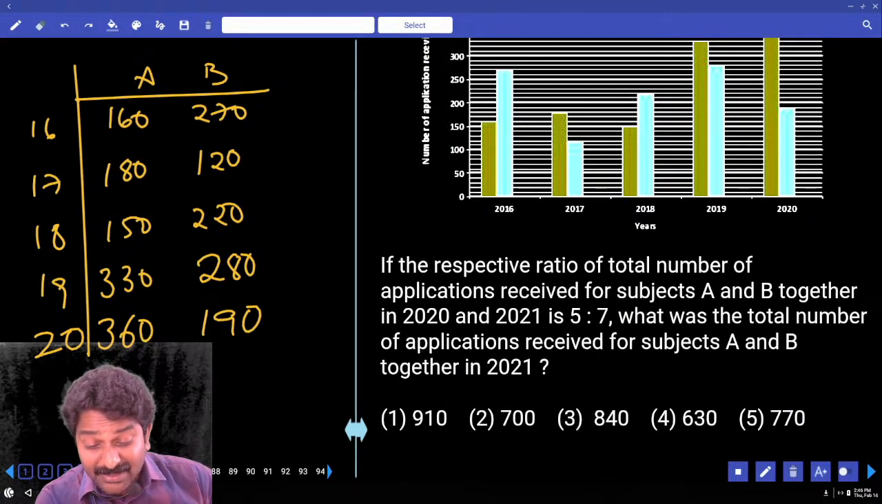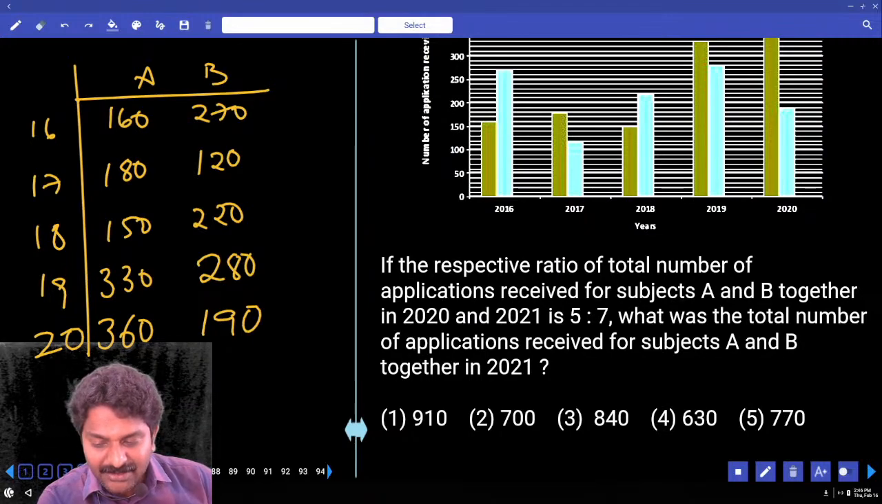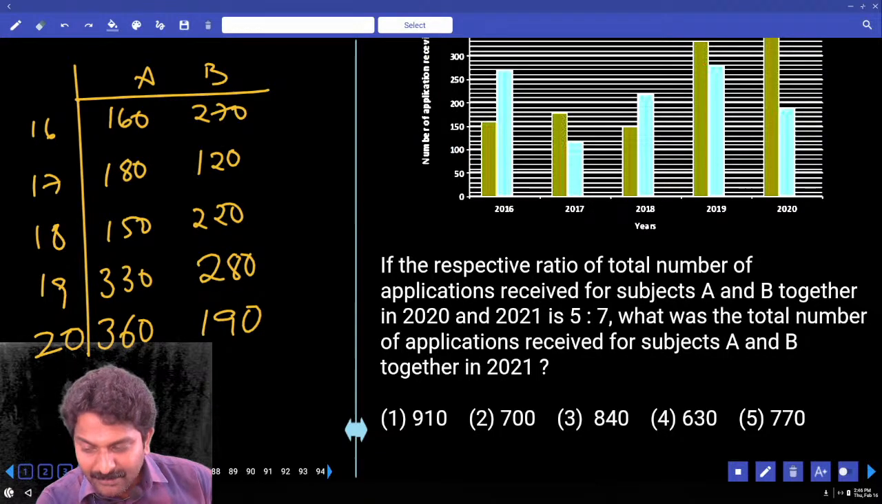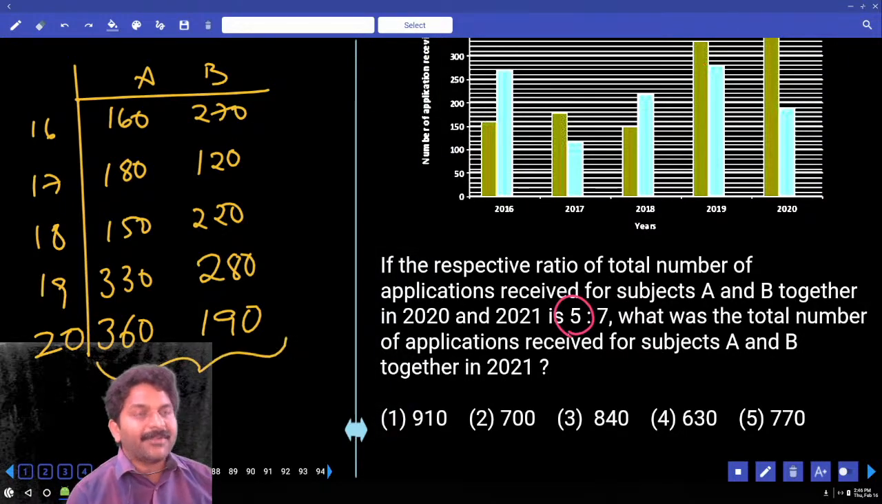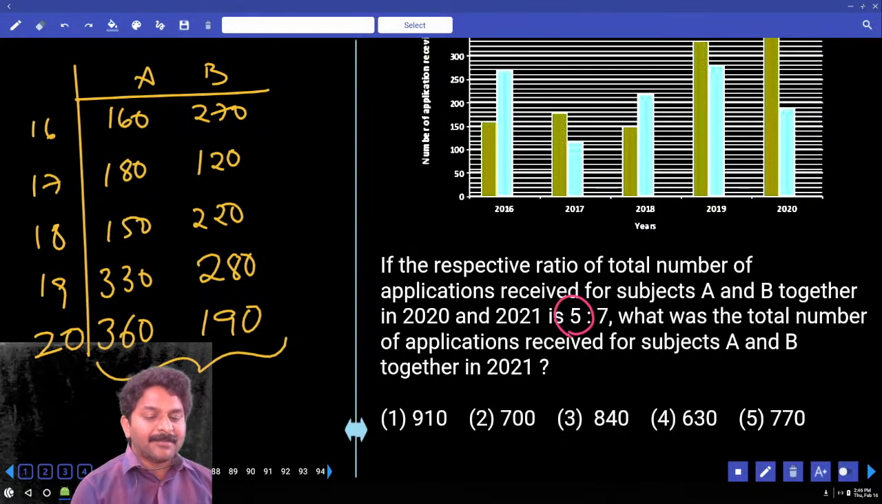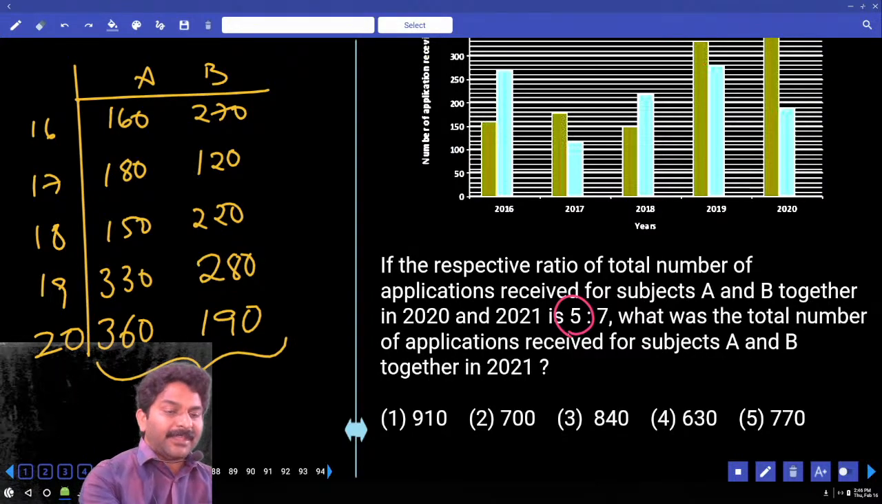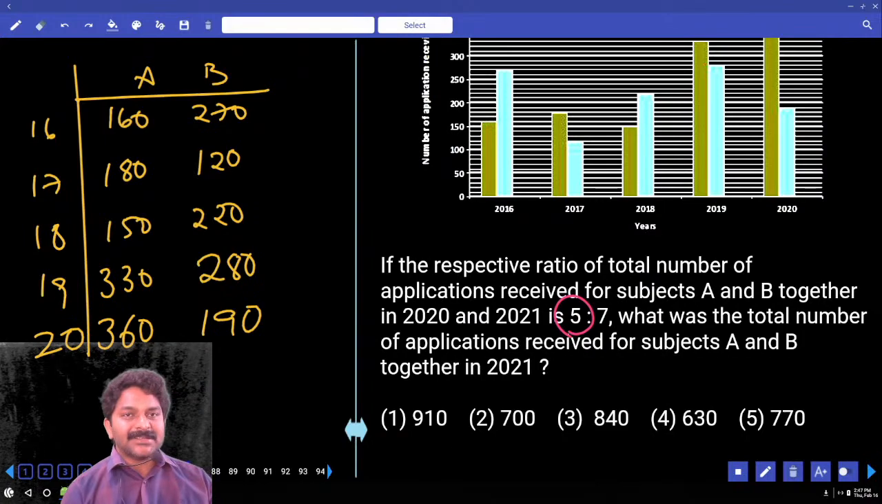The respective ratio of total number of applications received for subjects A and B together in 2020 and 2021 is 5:7. What was the number of applications received for subjects A and B together in 2021? In 2020 it is equal to 5 parts. Sum is equal to 5 parts. How much is sum? 550. If 550 is 5 parts, 7 parts is 770.